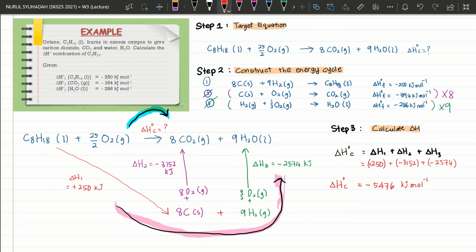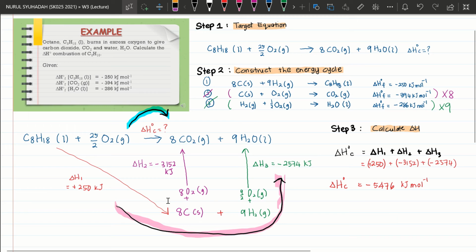Okay, so this is a one step calculation. This is what is meant by Hess's law. Regardless of how many steps of reaction, the total enthalpy is the same, for one direction and the other direction, so the total enthalpies are the same, like this.